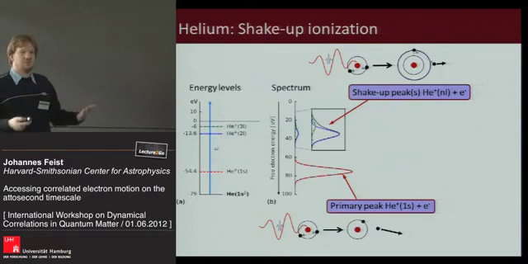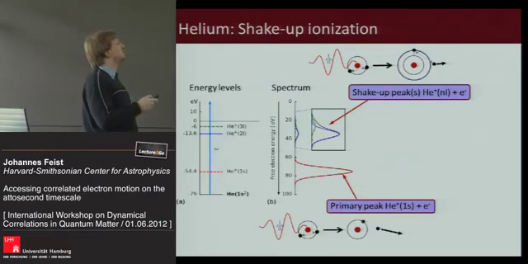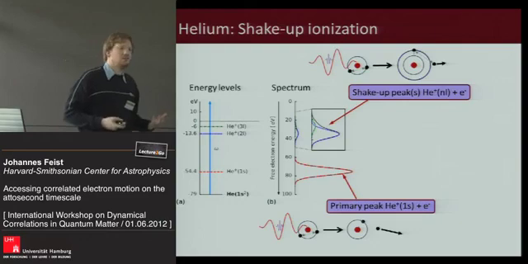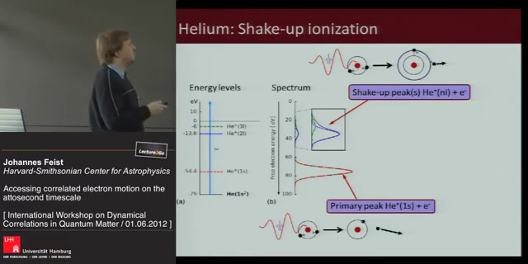And there we don't have different shells, obviously, but we have so-called shake-up ionization. So in helium, when we kick out an electron, the normal process is that you kick out the electron and the ion remains in the ground state. But because of electron correlation or electron interaction, you can also excite the remaining ion and leave it in an excited state, for example, 2s or 2p. And what you get then in the energy spectrum are these so-called shake-up peaks or correlation satellites, which are at offset in energy.